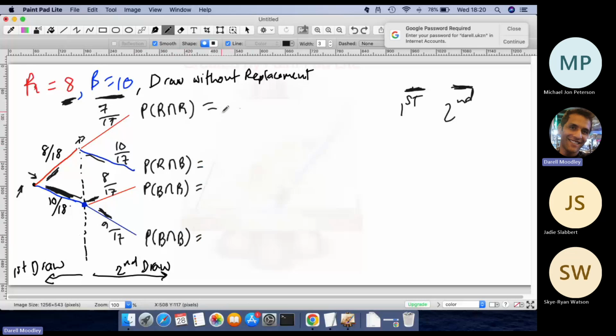All right, and now we just need to work these out given the probabilities in each part. And it's very easy to work this out. All you have to do is just follow the path and multiply along the way. That means these 2 probabilities that you see here, you just multiply them out. Okay, if you multiply them out, then it's 8 over 18 times 7 over 17.